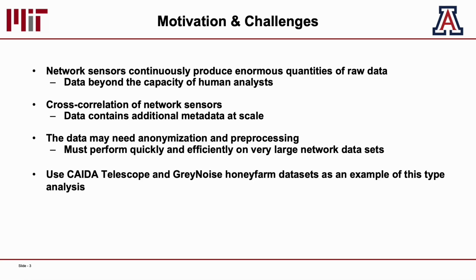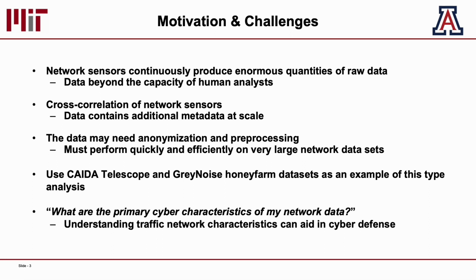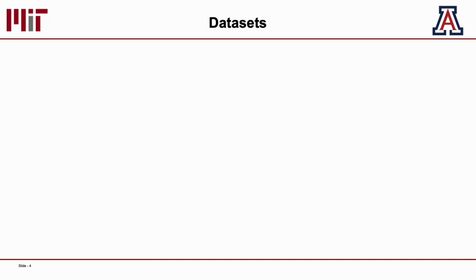We created an approach to cross-correlate large-scale data and tested the approach using billions of anonymized network data samples from the largest Internet observatory, CAIDA telescope, and tens of millions of anonymized records from the largest commercially available background enrichment capability, GreyNoise. Large volumes of enriched network data present opportunities to statistically characterize network traffic. In this example, we were able to answer the key question: what are the primary cyber characteristics of my network data? Such characteristics can aid in cyber defense by enabling focus on specific targets.